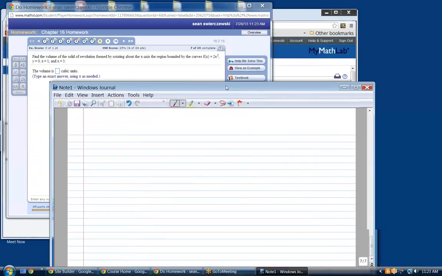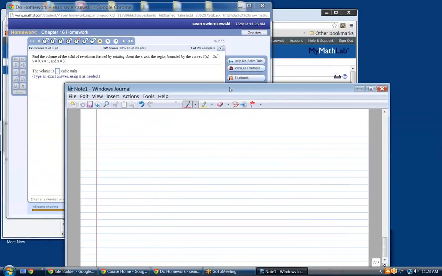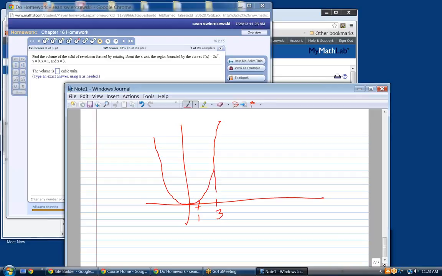You don't really need to keep drawing pictures for these, but the moment you hit harder ones, it's going to be real valuable. F of x equals 2x squared. Well, that's an extra steep parabola. Line y equals 0, x equal 1, and x equal 3. We'll call that 1. We'll call this 3. So it's this area here. It's being rotated to form this particular solid.